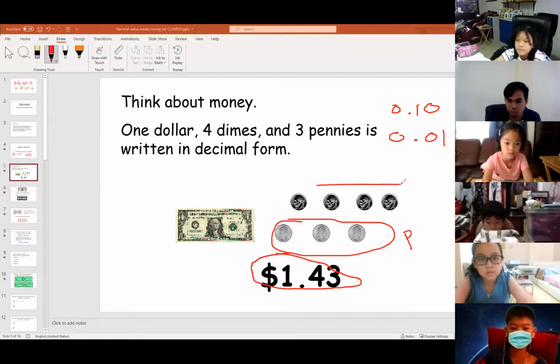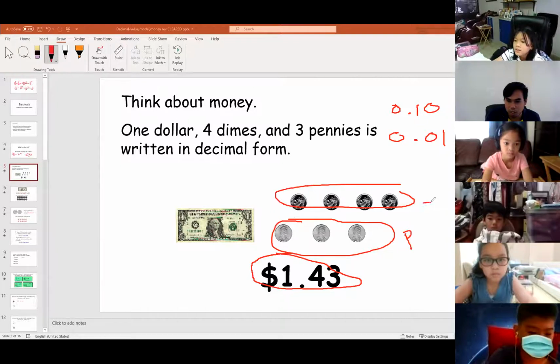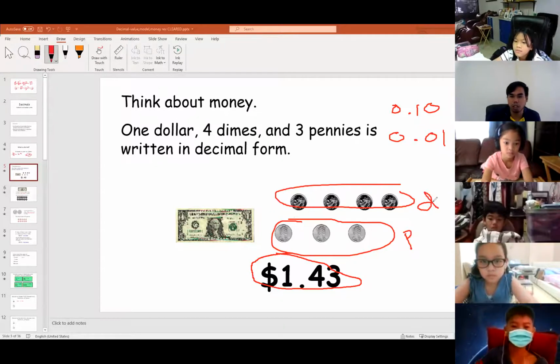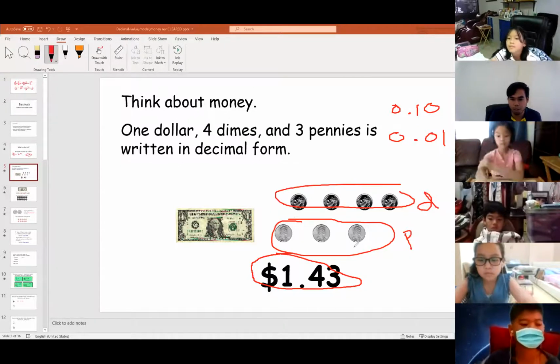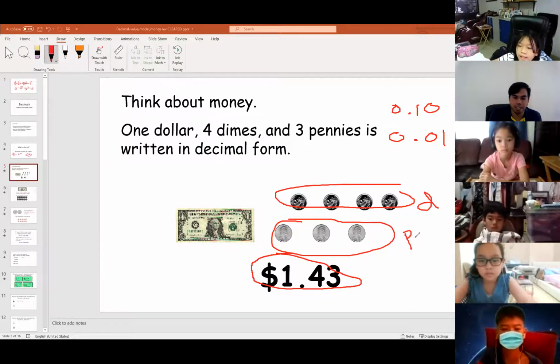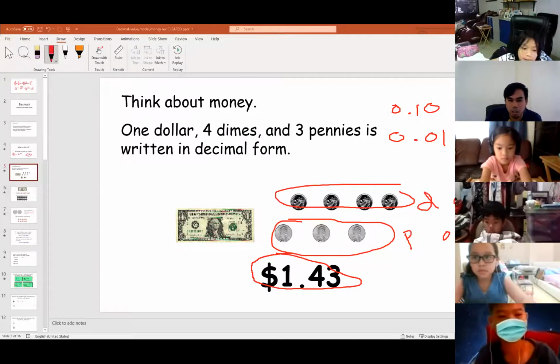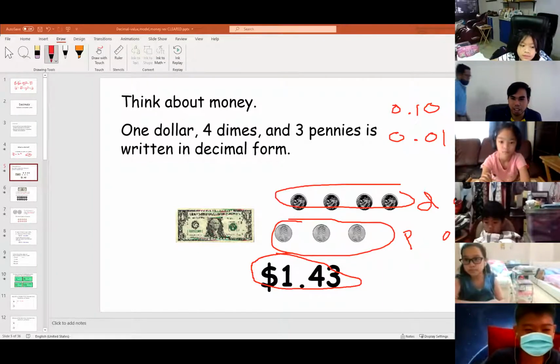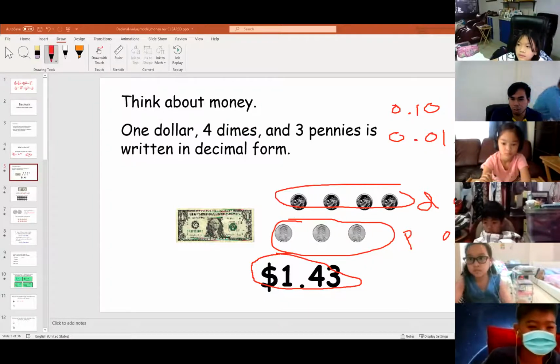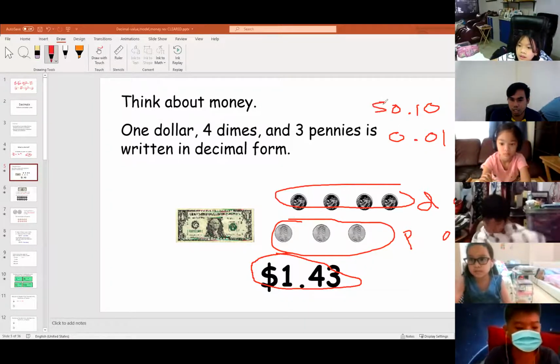Pennies. Okay, so the 4 here above are the dimes, and the bottom 3 are the pennies. And the pennies are 0.01, dimes are 0.10. So the coins are written in decimal form. Is that right? Because 0.10 is the dime.